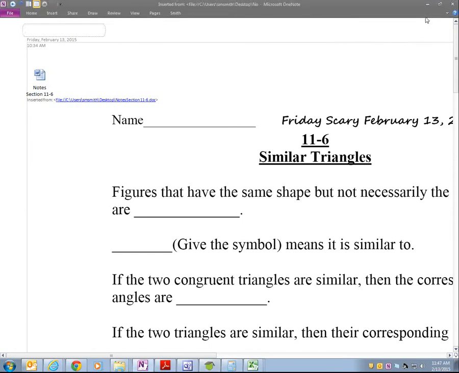So here are the similar triangles notes. Okay, similar triangles. We're going to get down with that.